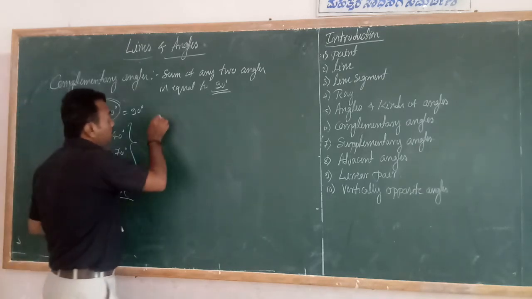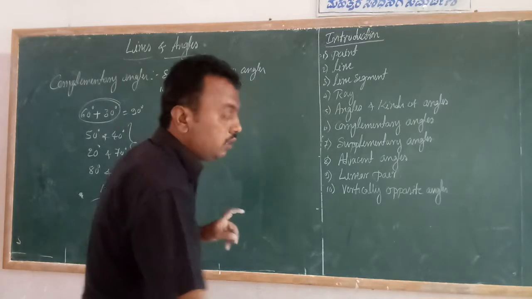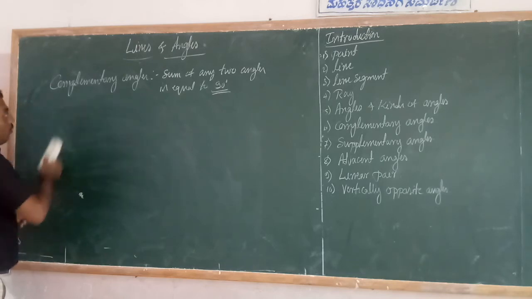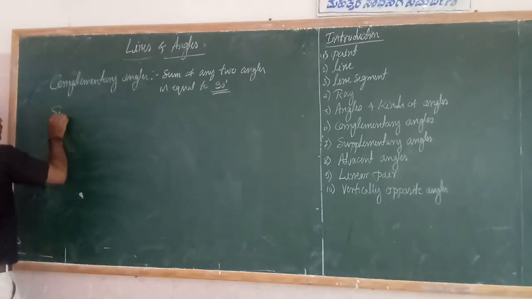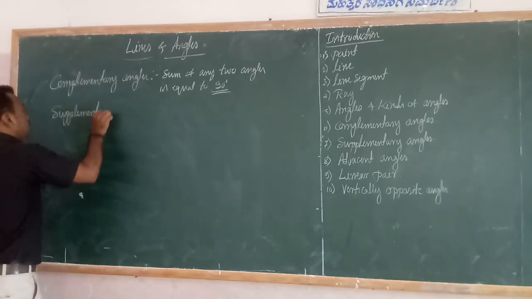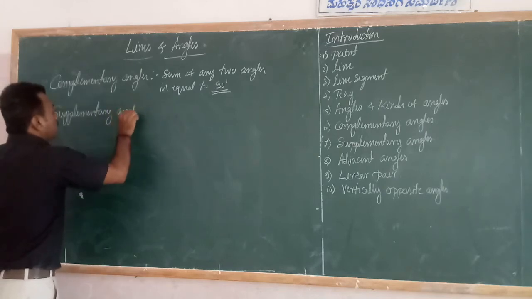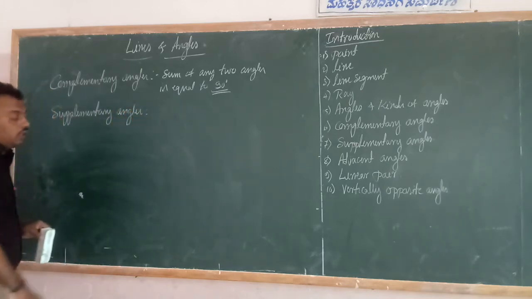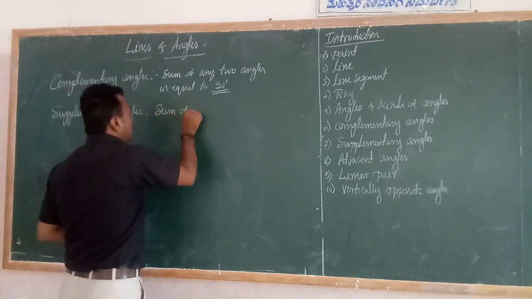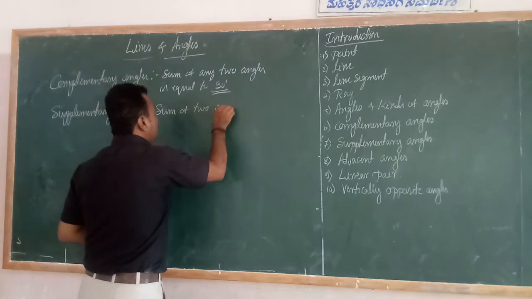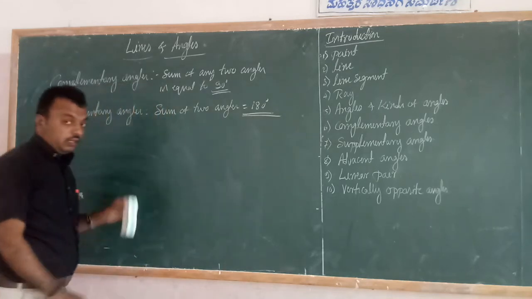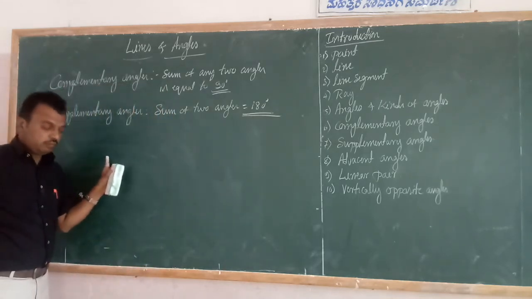So next one, students, supplementary angles. Do you understand the complementary angles? You can give some more examples. You should give examples for complementary angles at home. Okay, you should practice it. Next one, supplementary angles. Supplementary angles means, here the sum equals 90 degree, but in supplementary, the sum of two angles is equal to how much degree? 180 degree. Okay, that's why it is called supplementary.